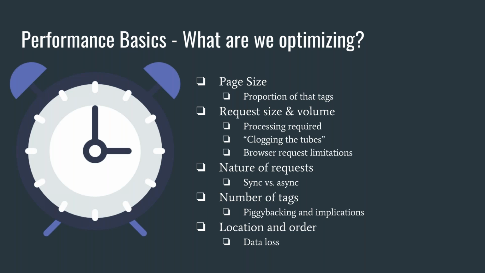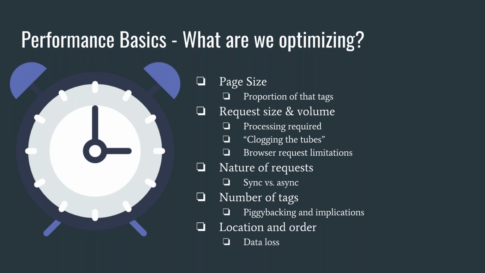Once we determine that, we can then start looking at what proportion of that is made up by tags. Do we need to be removing things just in order to be able to hit our theoretical best possible performance number for the page? So page size matters, and the size of the tags factors into that. Also request size and volume.